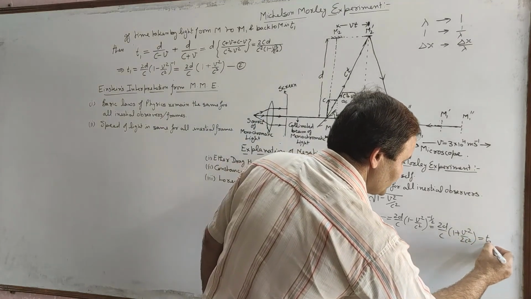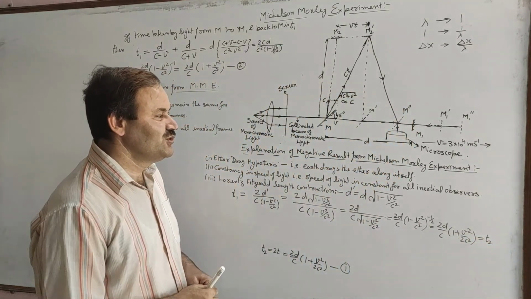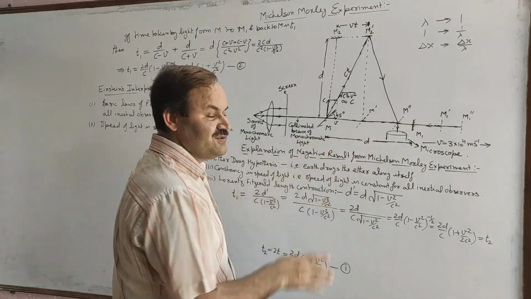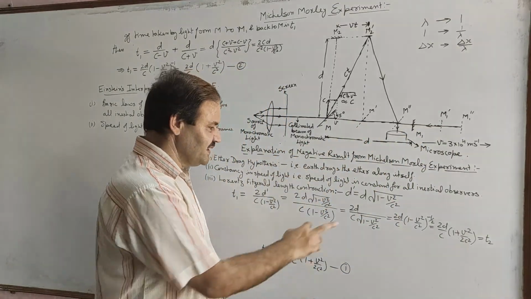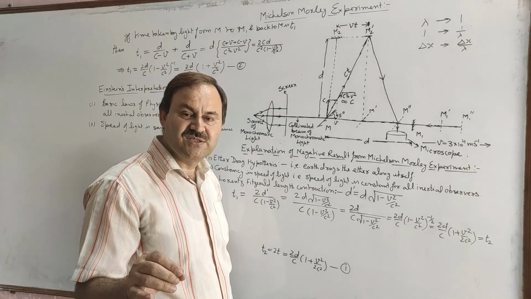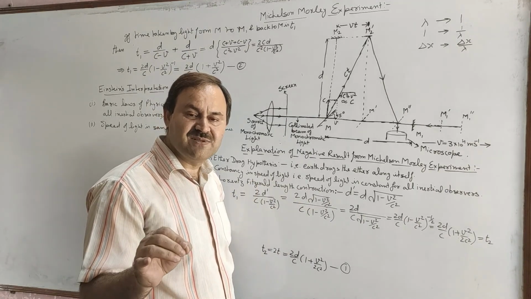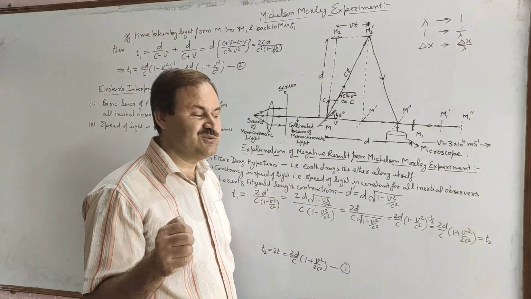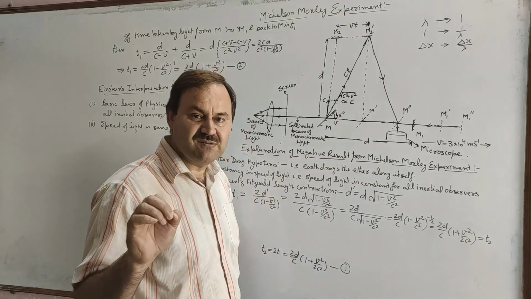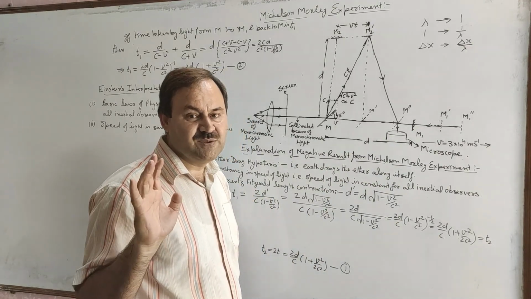and this is equal to t2. It means due to the contraction in path along the direction of motion of earth, the time difference and hence the path difference will be 0, and if the path difference is 0, the fringe shift will be 0. Hence there will be no fringe shift observed in the field of view of the microscope.